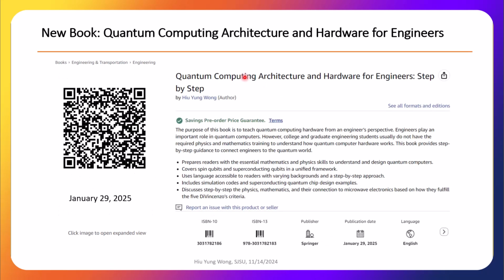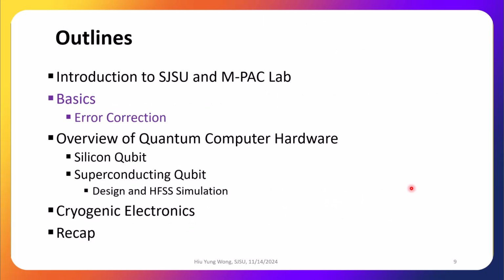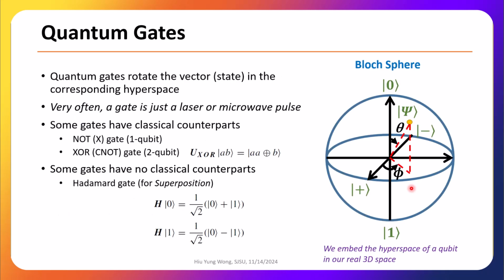In particular, I have a new book on quantum computing architecture and hardware for engineers. So I kind of learned this with, of course, some mentor, learned this by myself. So as an electrical engineer, I know what the barriers are. So I try to do it step by step, and it will be available in January. And these are the table of contents. And today's talk is actually based on this book, a 10,000 Feet Overview.